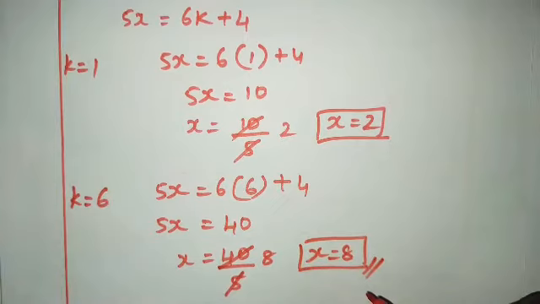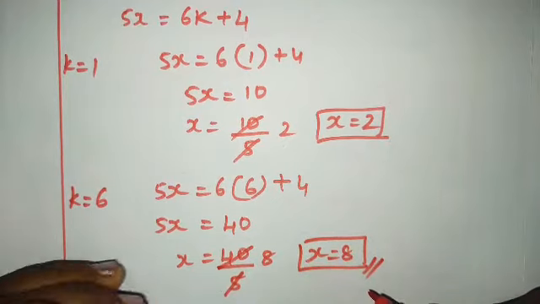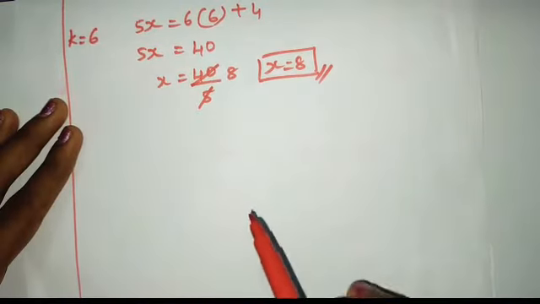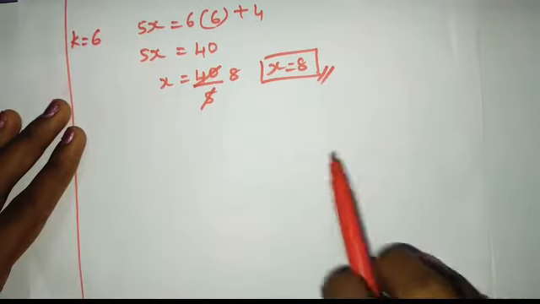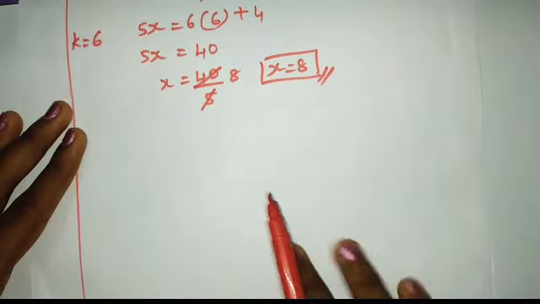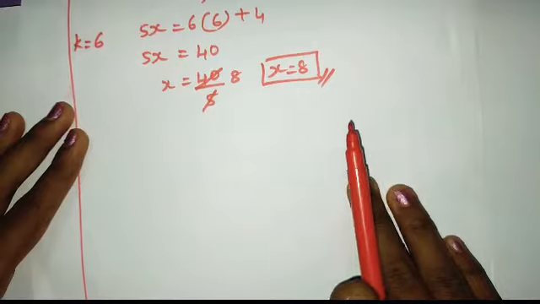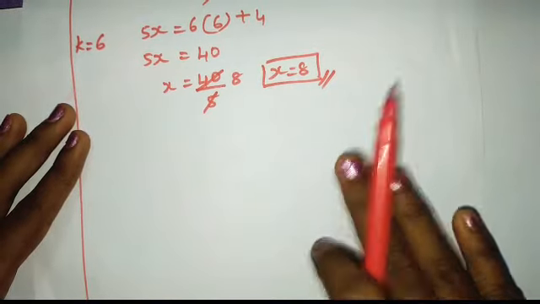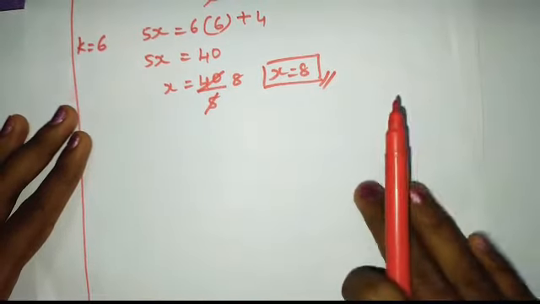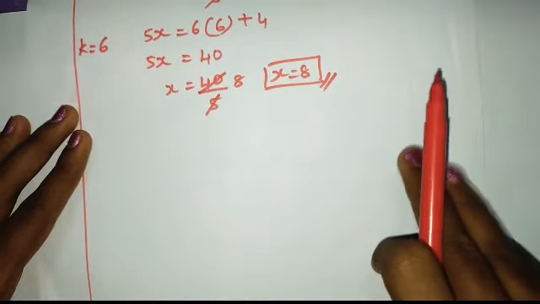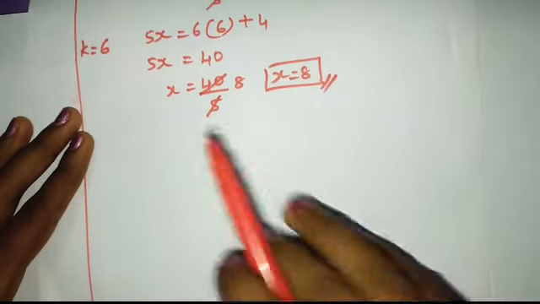Okay, so now we'll see the next k value. If you take the k value as 7, 7 6s are 42, 42 plus 4 is 46. You can't divide it by 5. Suppose I take 10, 6 into 10 is 60, 60 plus 4 is 64. I can't divide 64 by 5.